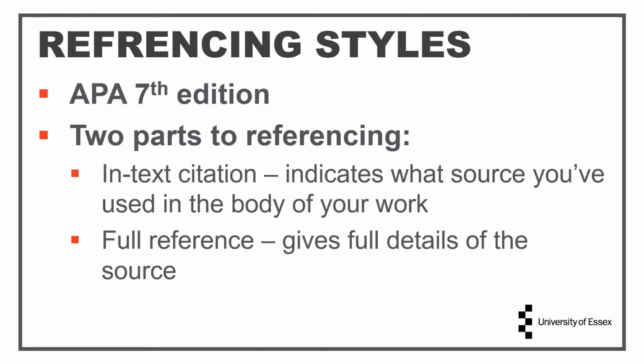When it comes to how to reference, there are several different referencing styles. In psychology, we use APA 7th edition. There are two parts to APA referencing. Firstly, there's the in-text citation, which appears in the body of your work and contains the author's surname and the year of publication. Then there's the full reference, which gives the full details of the source. The full reference is given in a reference list at the end of the paper, and it will contain information like the title of the resource and other publication details.